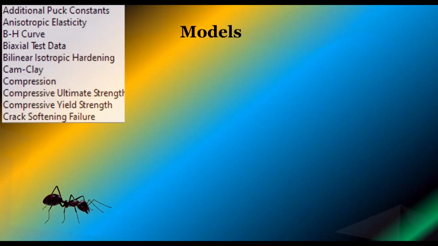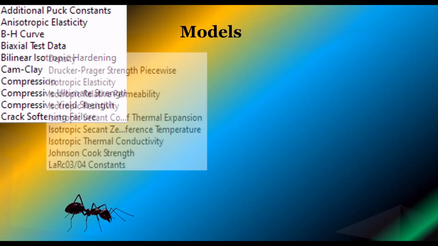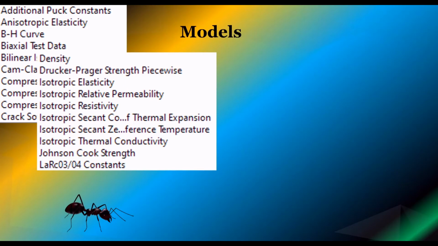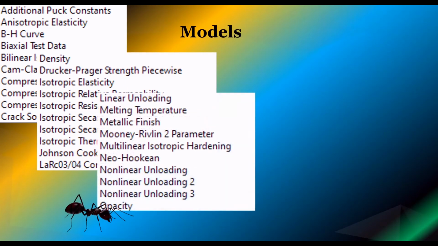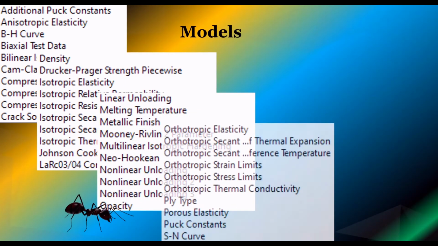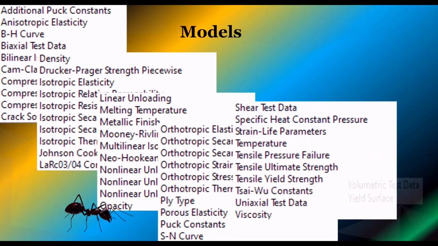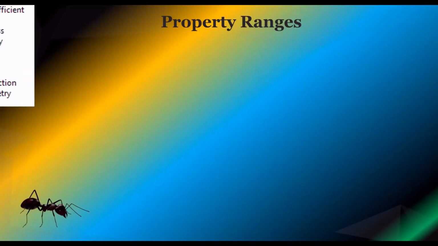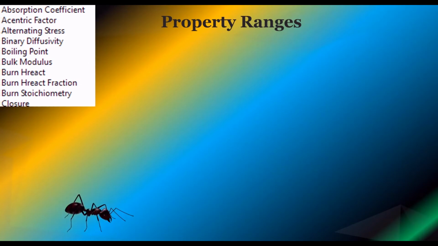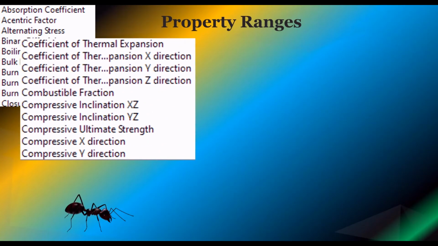The models section consists of properties describing a given material. So we can search for a material that has the appropriate properties. While the property ranges section allows you to select a material based on the range of properties you are looking for.